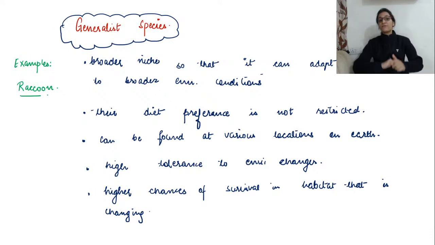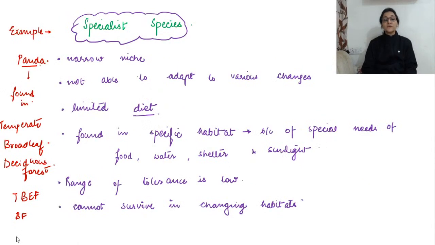Generalist species, they have a wide range of survival. They can feed on anything, then they can take shelter from anywhere. So generalist species are a broader species which can survive anywhere. They are found in large places on the earth. Then specialist species, they have a narrower niche, they have a limited diet, they cannot survive anywhere.